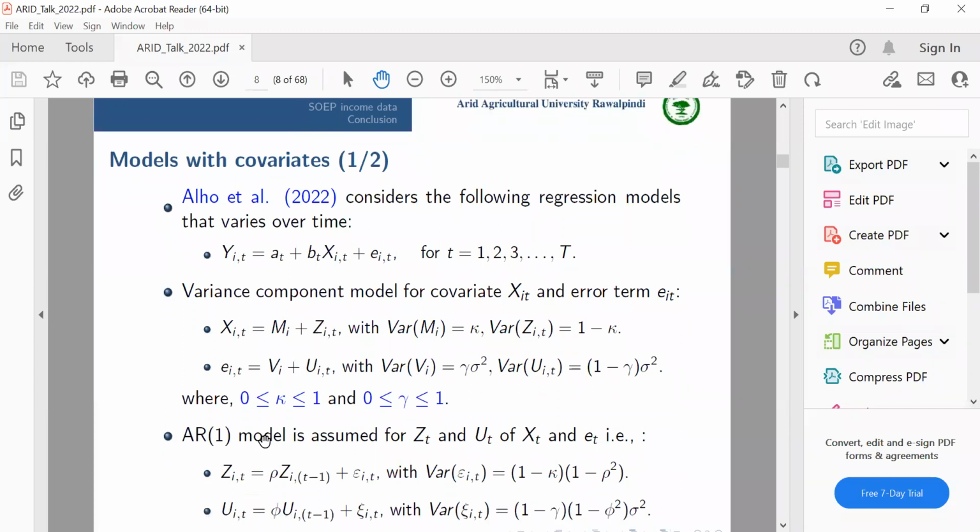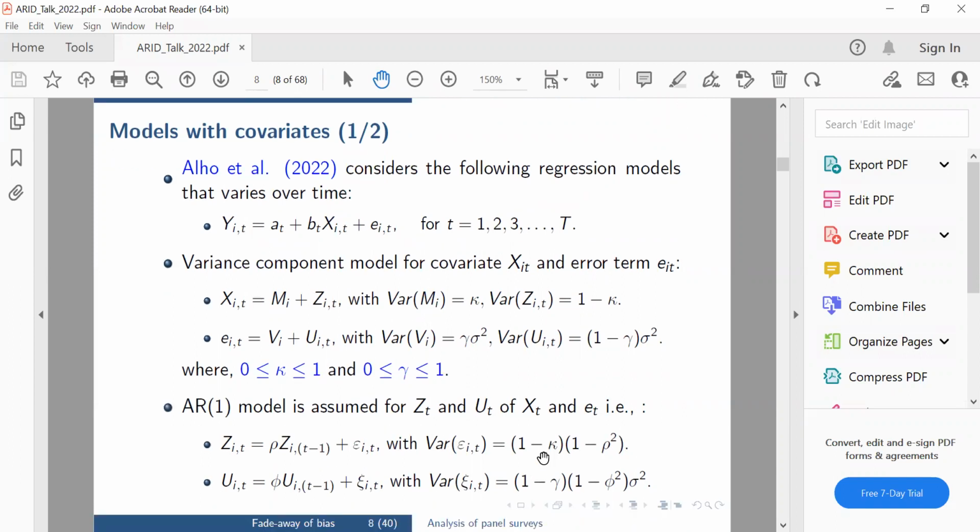Further, for the time varying component of the X variable, ZIT, we assume that it is correlated with its previous time period. For example, the income of a person at the present time period is related to his income at the previous time period. This magnitude is denoted by rho. If the magnitude of rho is zero, it means that the current time variable ZIT is uncorrelated with its previous time period. So in this case, we will also expect a high fadeaway effect.